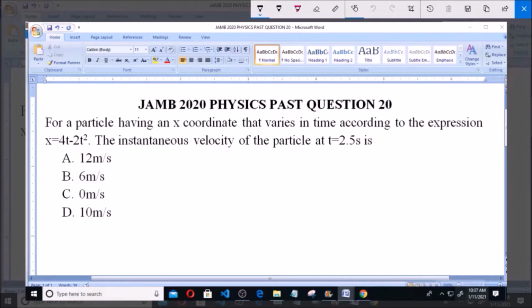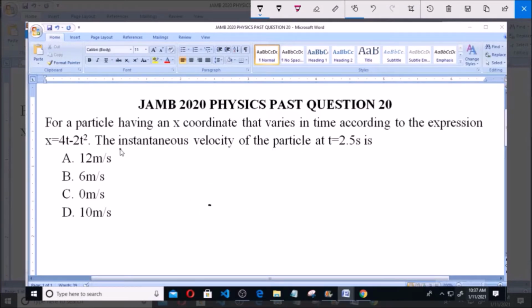I'll be answering JAMB 2020 Physics Past Question 20. For a particle having an x coordinate that varies in time according to the expression x equals 4t minus 2t squared, the instantaneous velocity of the particle at t equals 2.5 is: A, 12 meters per second; B, 6 meters per second; C, 0 meters per second; and D, 10 meters per second.